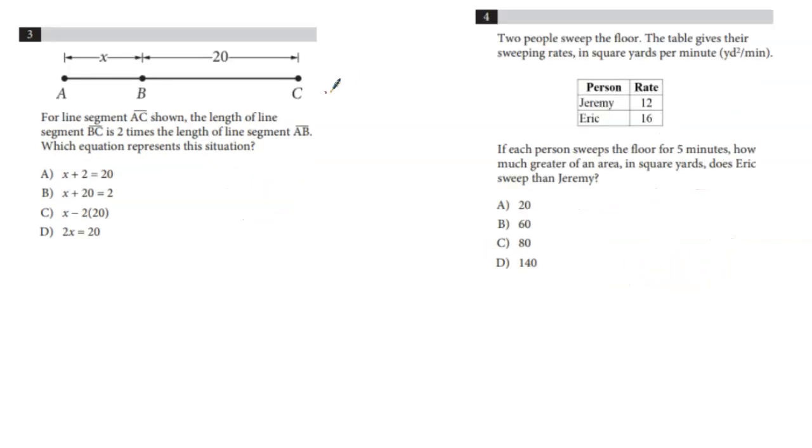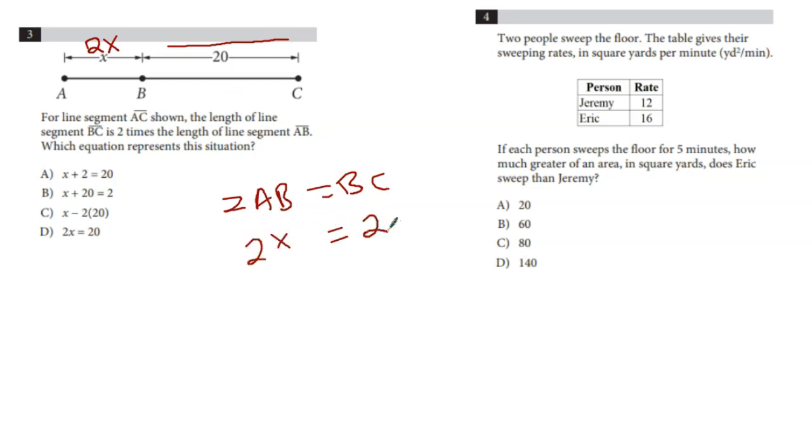I've been given a line segment AC, and the line segment BC is twice this one. So from here is twice from here. They have given you all the information. Here they're asking which equation represents this situation. It's just 2 times AB is equal to BC. They give us AB to be x, so 2x, and the BC was 20. So that gives us the D.